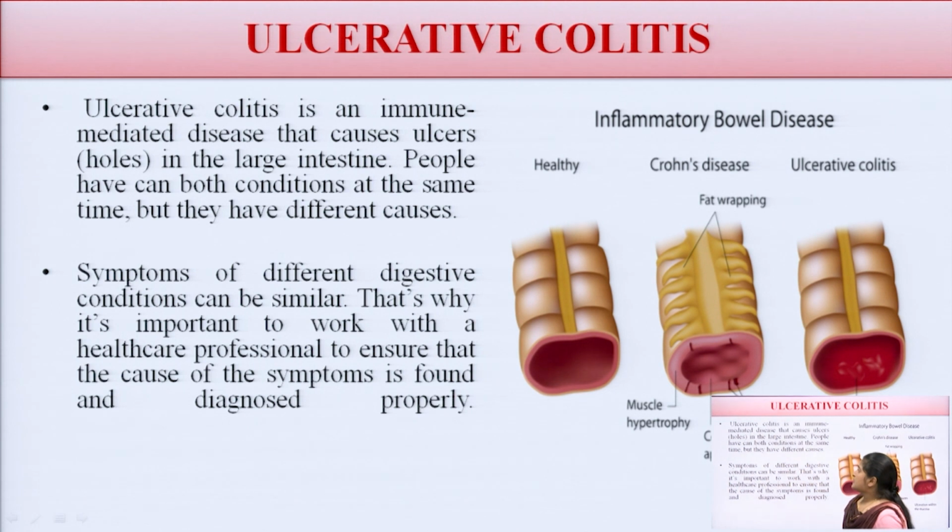Okay. So, ulcerative colitis is an immune mediated disease that causes ulcers, right. Ulcers means there are sores, especially in the large intestine, the part of the colon, and people can have both conditions at the same time, but they have different causes.